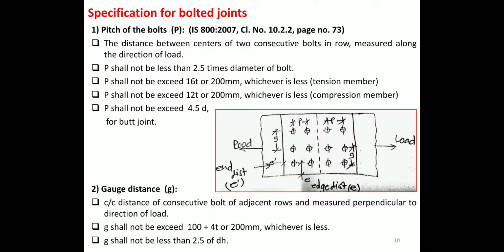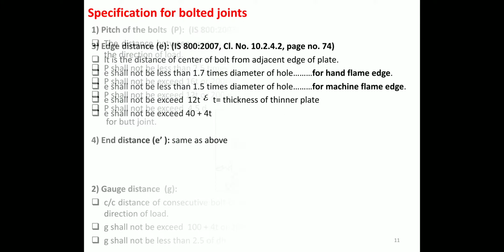So again, gauge distance is nothing but the center to center distance between two consecutive bolts of adjacent rows, measured perpendicular to the direction of load. If you measure like this, then gauge distance shall not exceed 100 plus 40 t or 200 mm, whichever is less. Next criteria: gauge distance G shall not be less than 2.5 times the diameter of hole DH.